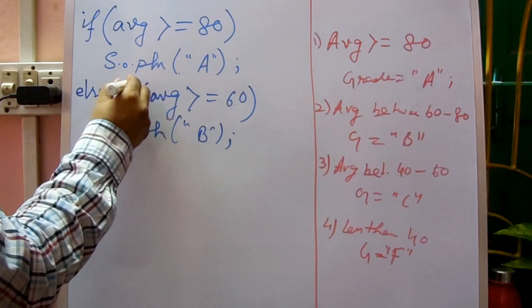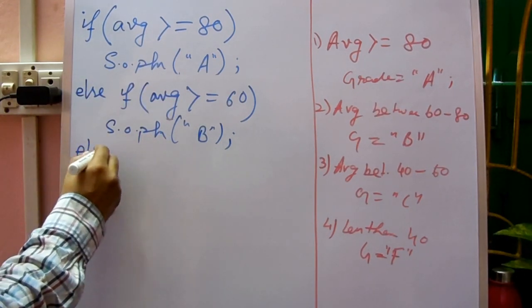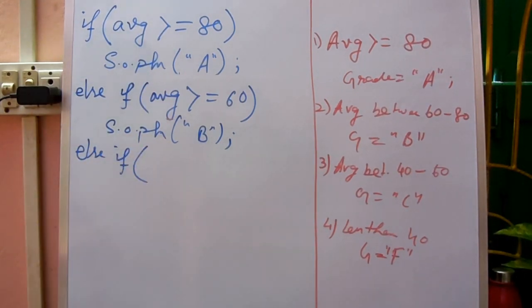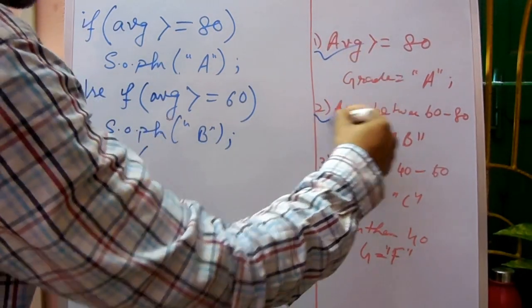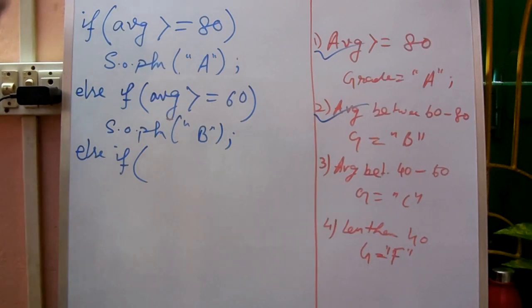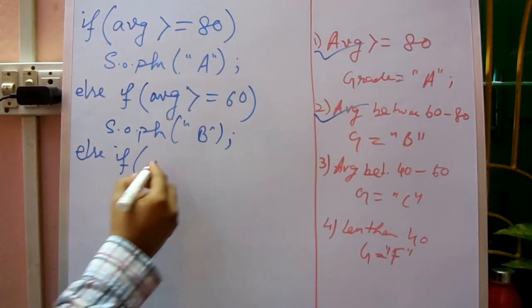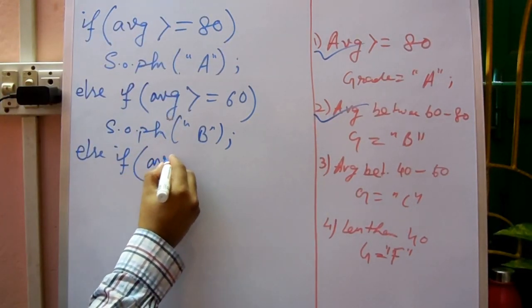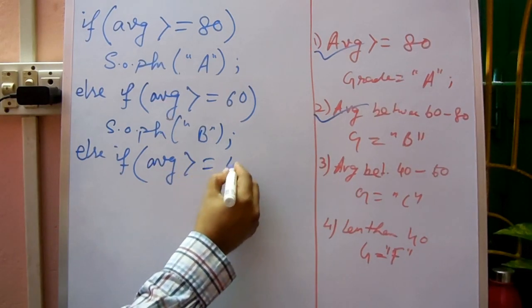Similarly, else if. So this condition is over, this condition is over. Now the third condition, in between 40 and 60. Here also we will apply the same thing. That means if the average is greater than or equal to 40.